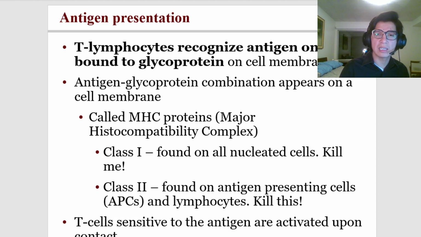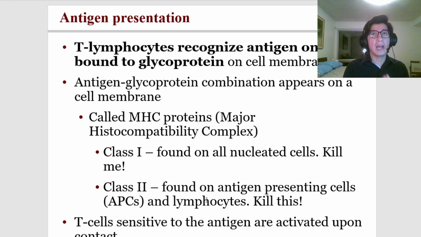says it has a signal that says, kill me, I'm infected by this virus, please kill me. Or if you have class 2 MHC, this is found on antigen presenting cells. So basically they're presenting this antigen and saying, kill this. So class 1, I want you to just memorize that right now. Take your time to memorize that, because otherwise things are gonna get confusing.